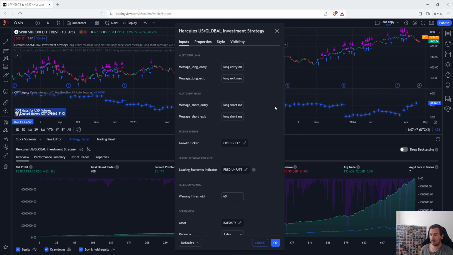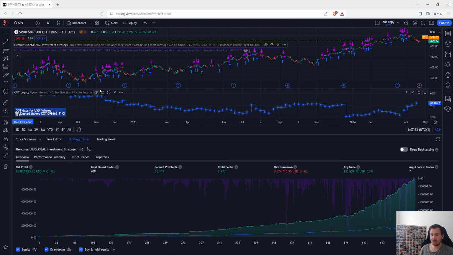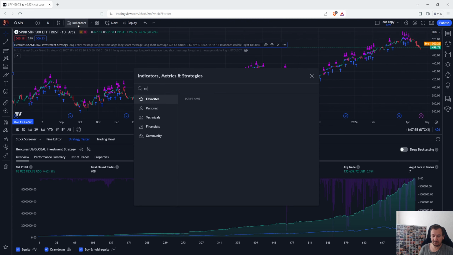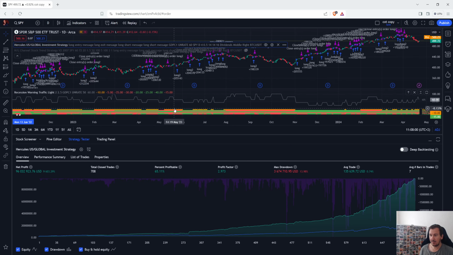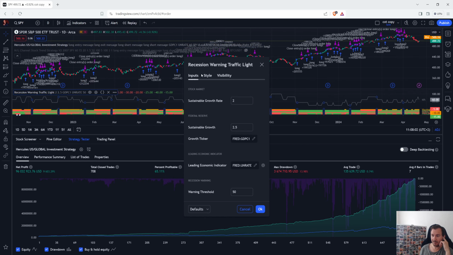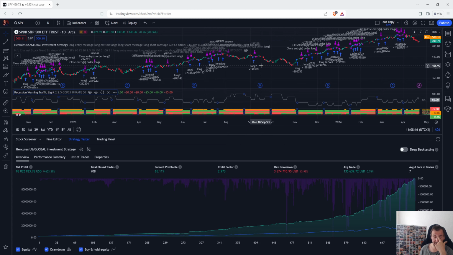which is more or less related to the recession warning. If you are also interested, there is this very beautiful script here, the Recession Warning Traffic Light, which combines multiple indicators inside of it. For example, we have actual recession, the stock market, the yield curve, the money supply. There are a lot of indicators inside of it. And with it, you can have a very good predictability of, I would say, when there is going to be a bearish market.